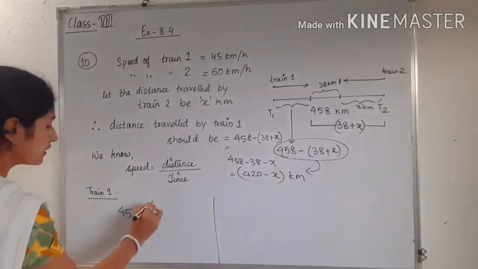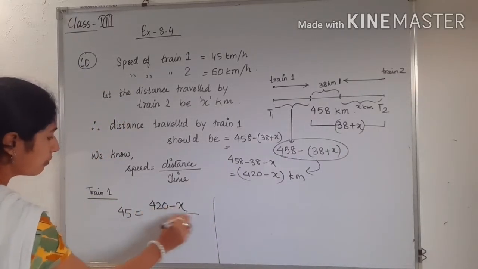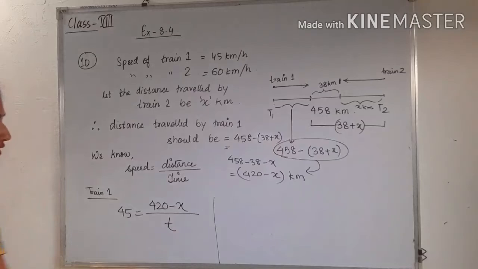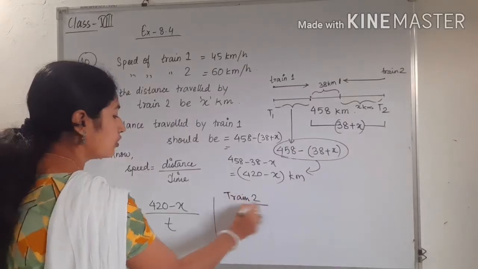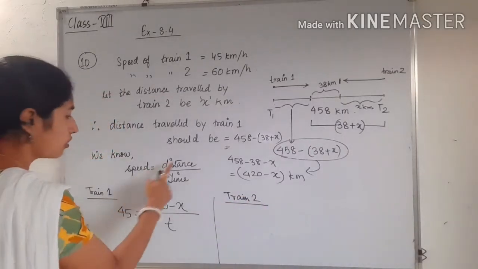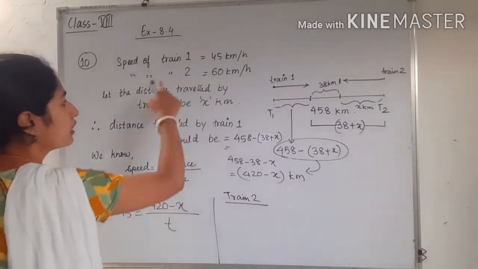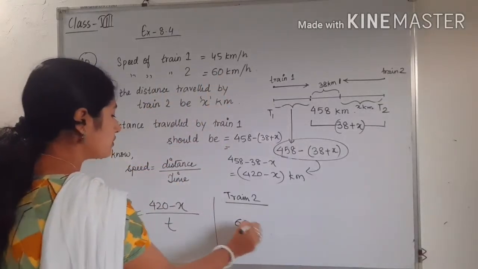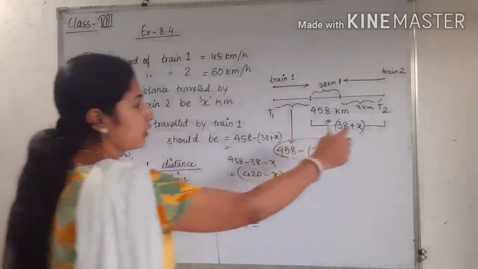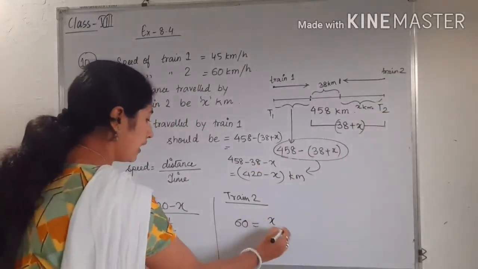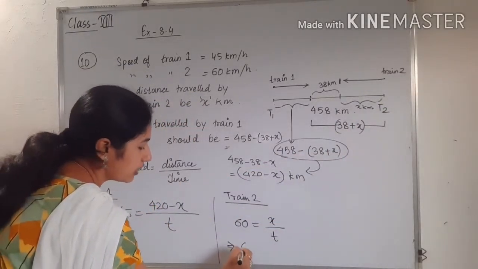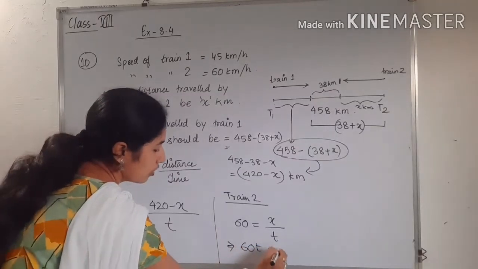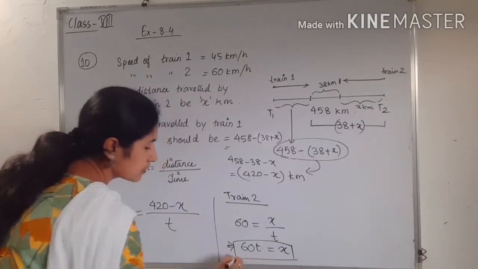This is 420 minus x. By time, we don't know the time, so we just write t. Okay. So next see, for train 2. For train 2, again speed is equal to distance by time. So speed for train 2 is 60. Distance will be how much? See, for train 2 the distance is x and time is t. So just transpose t to that side, it will get multiplied with 60. So the value of x is 60t.